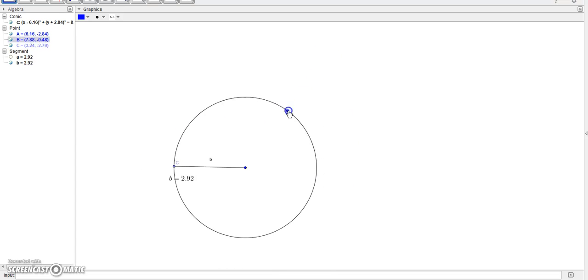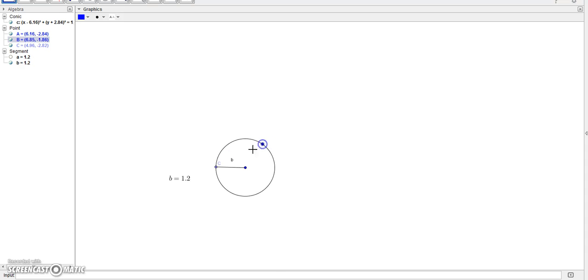I can change this up. I can maybe bring them in closer to the center. So now they're still all the same distance apart. And that's a circle.